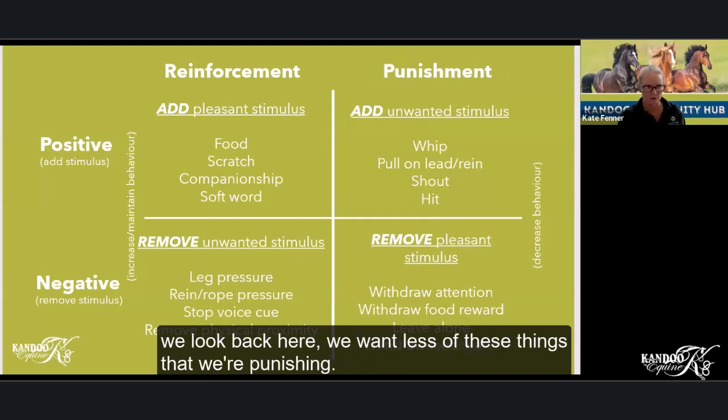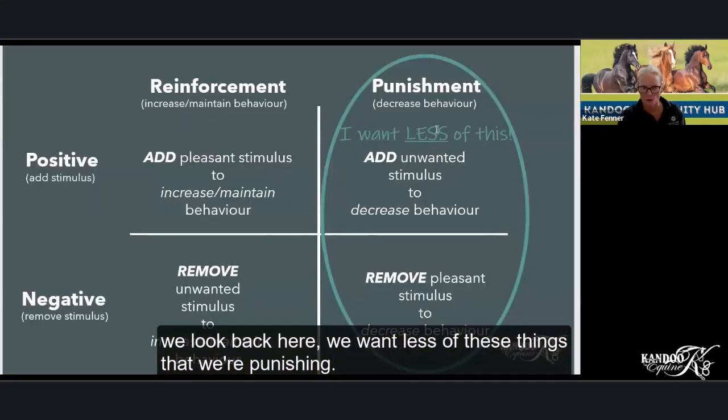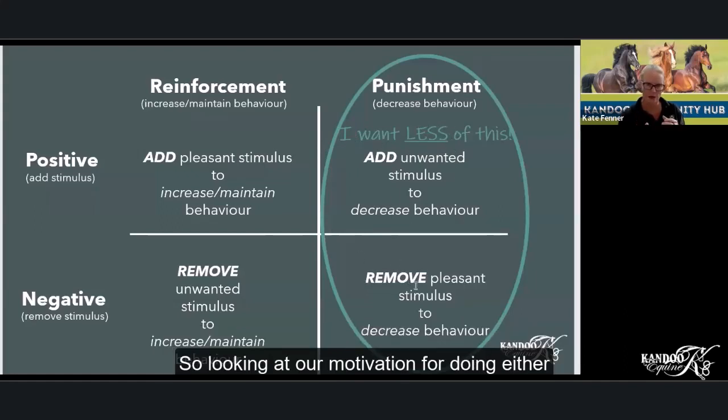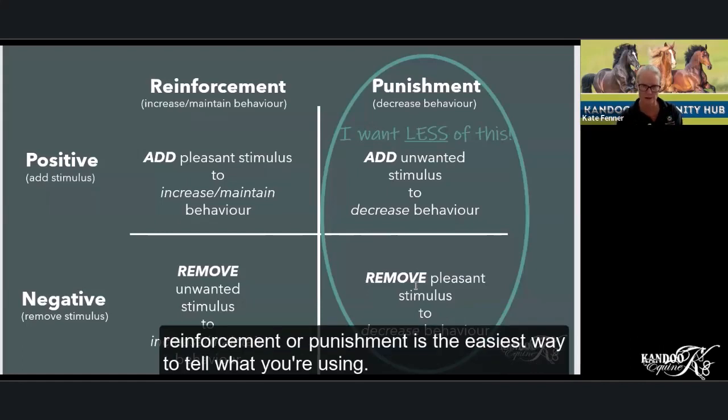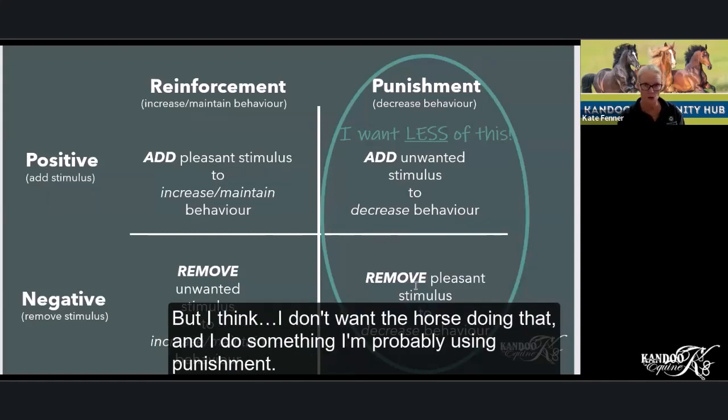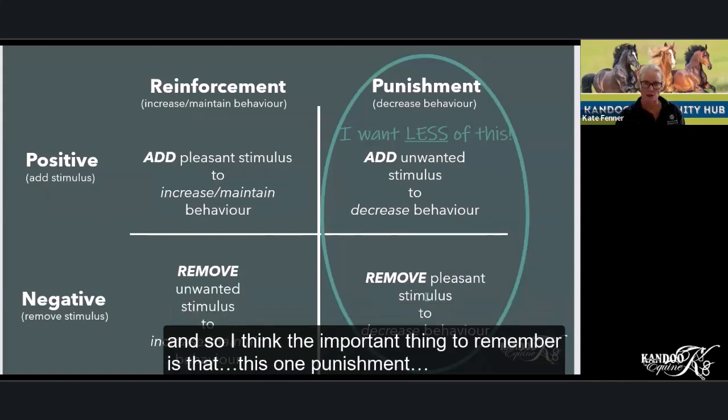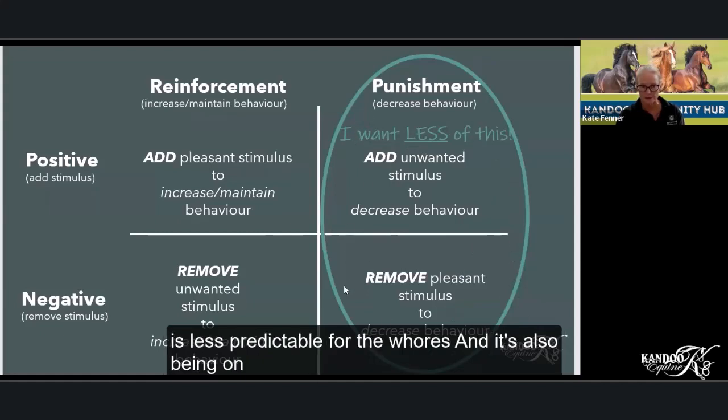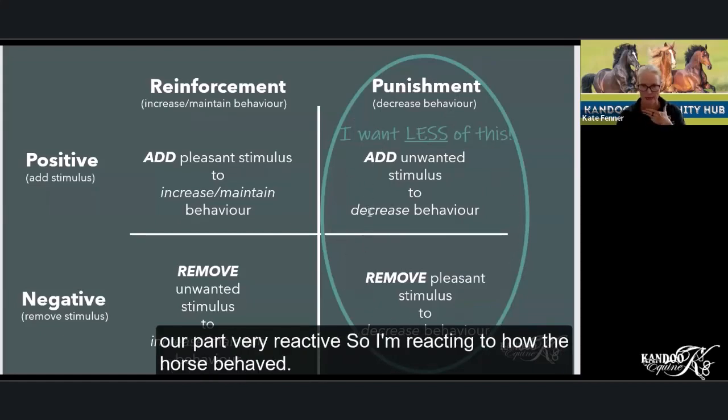But when we look back here, we want less of these things that we're punishing. So looking at our motivation for doing either reinforcement or punishment is the easiest way to tell what you're using. So if I think I don't want the horse doing that, and I do something, I'm probably using punishment. And so I think the important thing to remember is that punishment is less predictable for the horse, and it's also, on our part, very reactive. So I'm reacting to how the horse behaved.